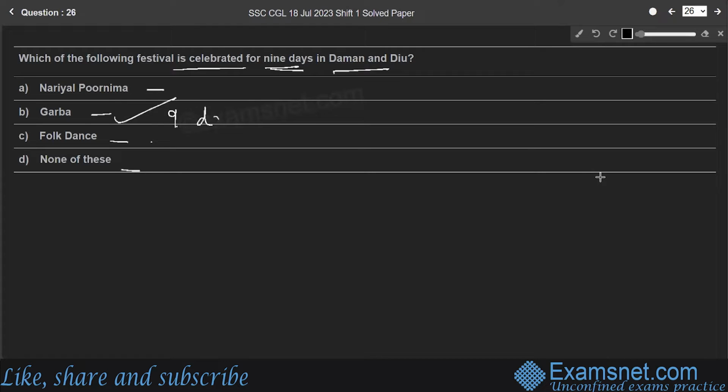Garbha festival is celebrated for 9 days in the holy month of Ashwin, in the honor of Ma Amba. Whereas Nariyal Purnima festival is dedicated to the sea god, and people offer coconut to the mighty sea god. Whereas folk dance festival has great importance in the cultural tradition of Daman.